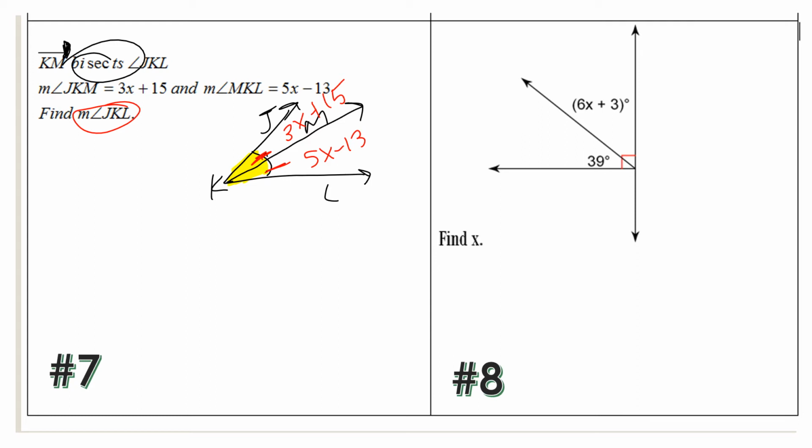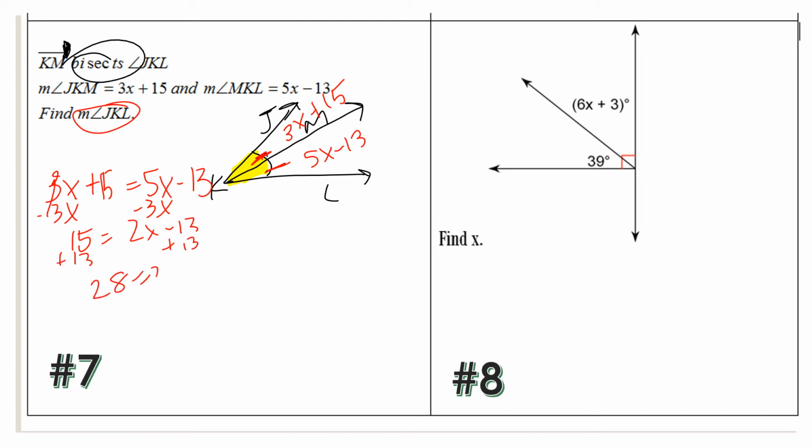So, first of all, we need to find out what x equals. And because these are congruent, that means that they equal each other. We need to set these equal to each other to find x first. So I'm going to subtract 3x from both sides. I get 15 equals 2x minus 13. Add 13 to both sides, and I get 28 equals 2x. Divide by 2, x equals 14.